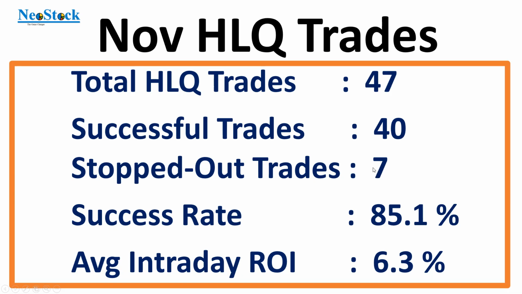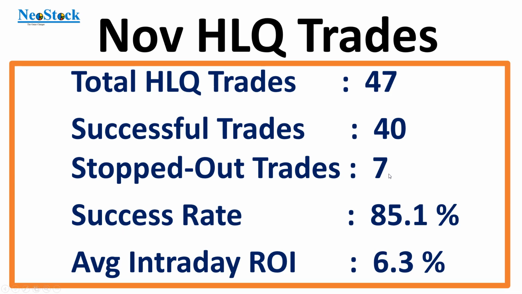If you would have eliminated these stopped out trades and looked into these 40 trades, probably you would have got more than 8% intraday ROI, because many trades during this month gave above, especially between 7 to 10% ROI. Majority of the trades which are successful. But the number is down because of the 7 failure trades. That also is included in the overall statistics. That is how we calculate.